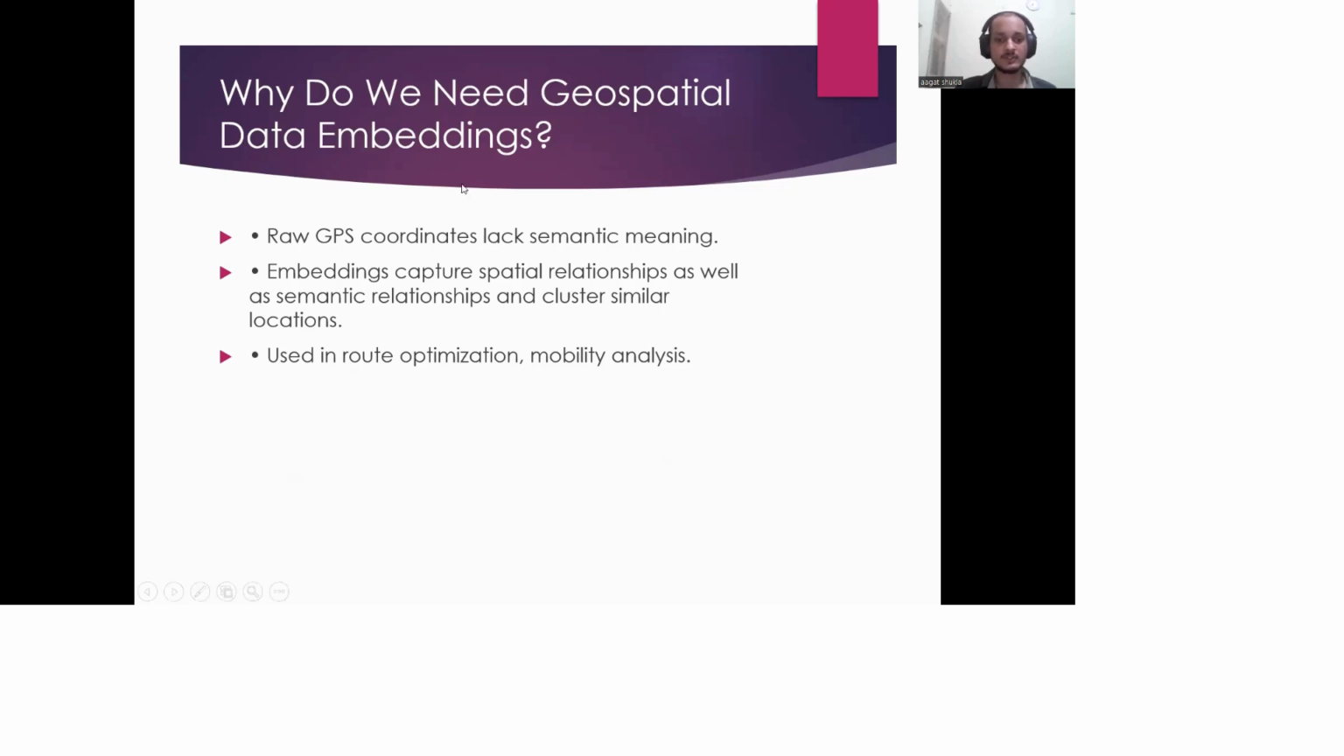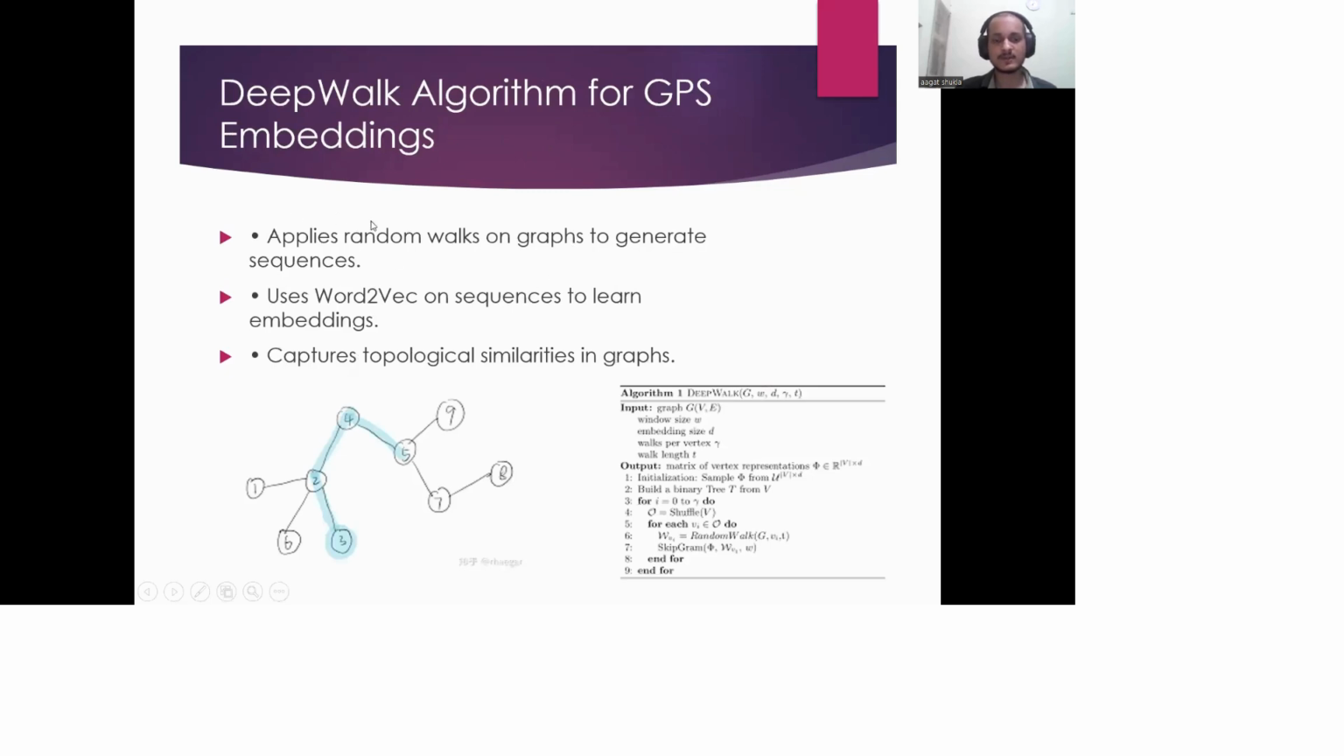These are mostly used for route optimization and mobility analysis. One of the famous algorithms for GPS embeddings is the DeepWalk algorithm. What it does is first create a graph. The way it creates a graph is that it decides the nodes for which I need to validate the embeddings. Let's say these are several lat longs. Then it calculates the distance and constructs a graph. Then it starts from a certain node, let's say the third node, and randomly walks along the graph and generates a sequence.